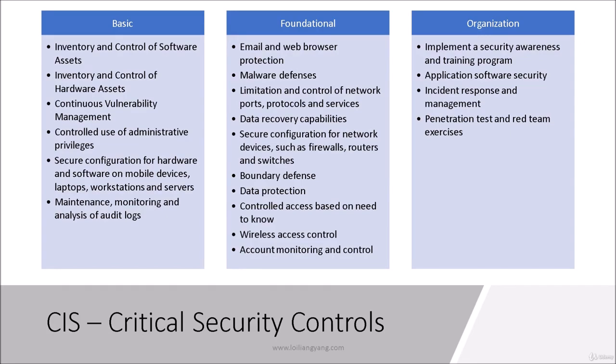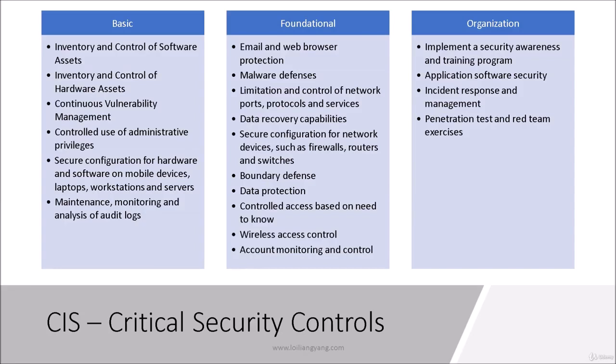Boundary defense usually is a way of protecting the intranet. And then you have data protection in terms of how you classify data and manage it. And we have controlled access based on need to know. And finally, we have wireless access control. With wireless proliferation, how do you protect it? What is the right security encryption to use? And then finally, we have account monitoring and control.